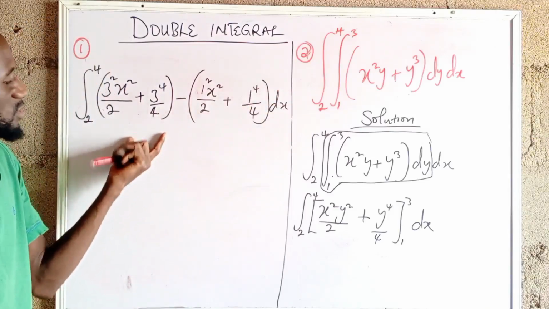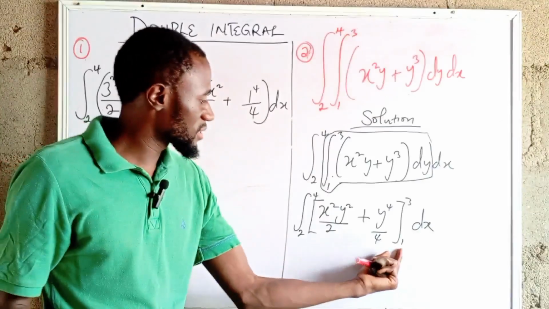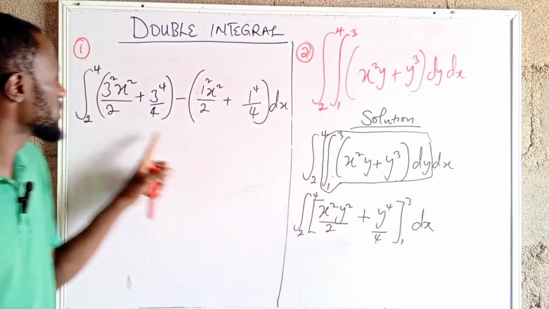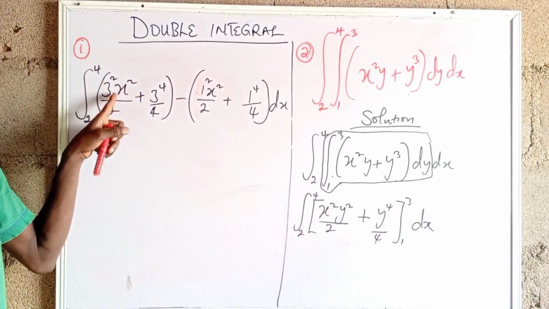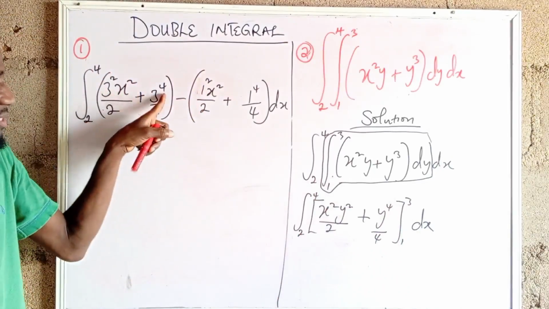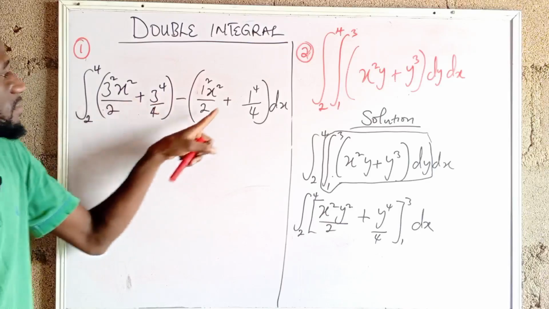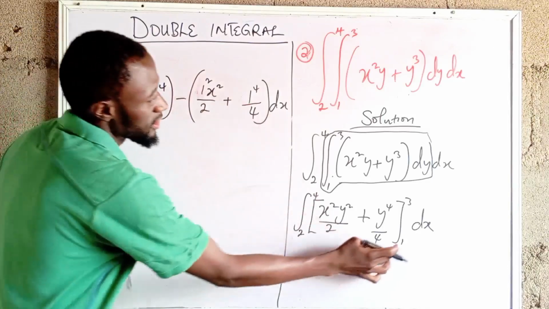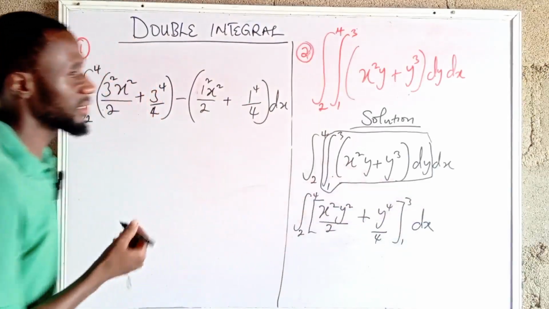Now we substitute by taking the limits from 1 to 3. In the first one, we take the limit of 3. That is, in place of y we replace with 3. In place of y again we subtract and replace with 1. That is from 1 to 3.